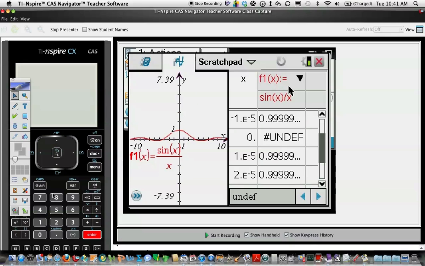So that'd be cosine x times 1 plus, and then do this one. Let's go back to your F1. And let's do cosine x minus 1 on top.